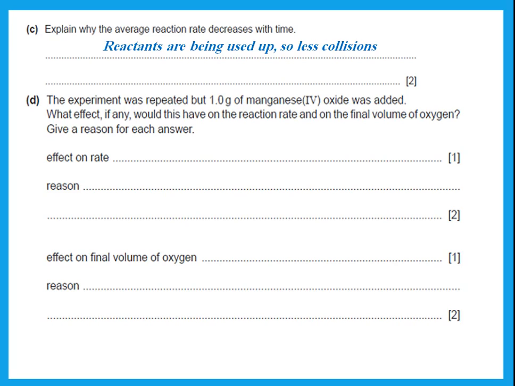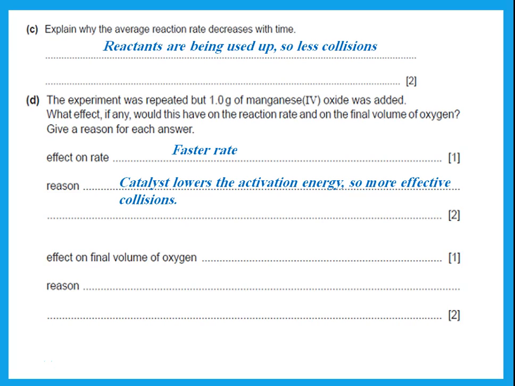Okay. The experiment was repeated, but with 1 gram of manganese oxide. Remember that the reactant here is just hydrogen peroxide, right? What effect, if any, would this have on the reaction rate and on the final volume of oxygen? Okay, so you added a catalyst to this reaction. What is the effect on the rate? Of course, if we add a catalyst, the rate becomes faster, or the rate increases. Why? Because a catalyst lowers the activation energy, so more effective collisions.